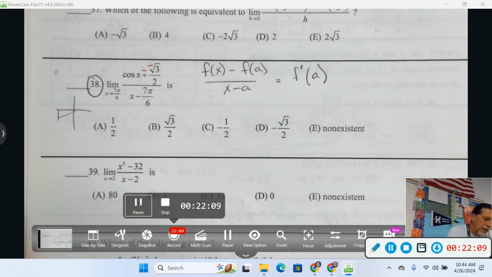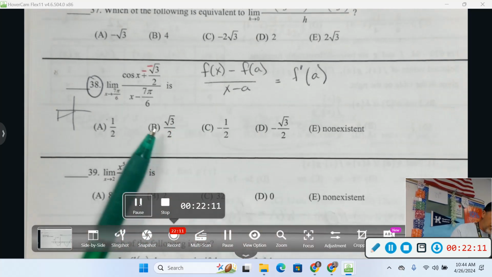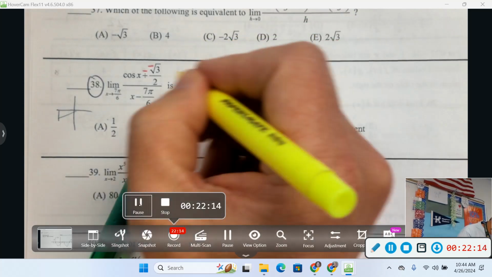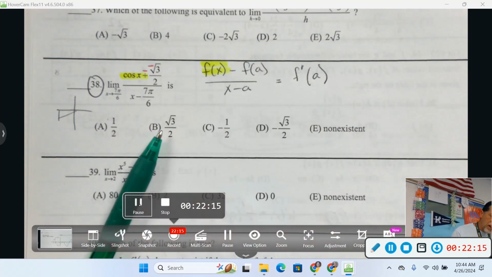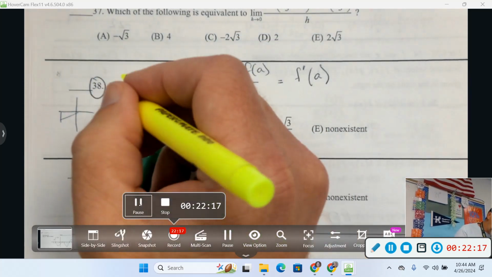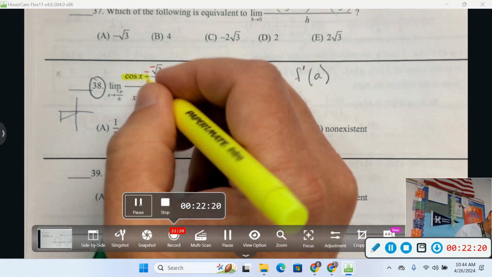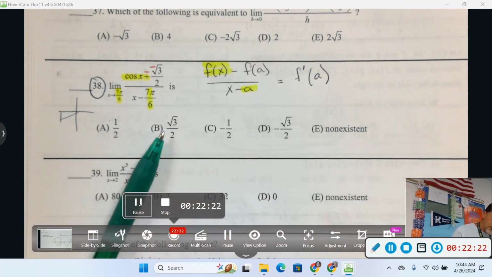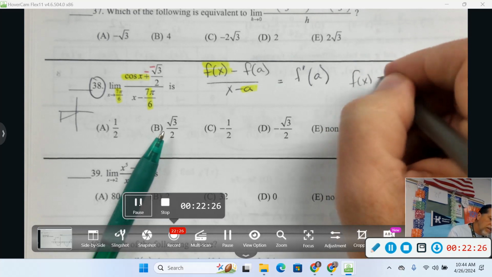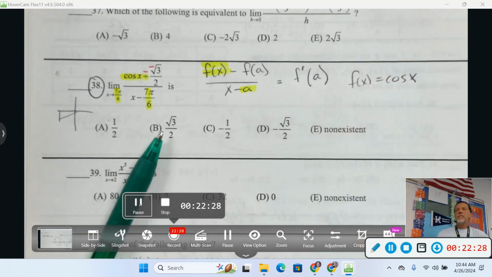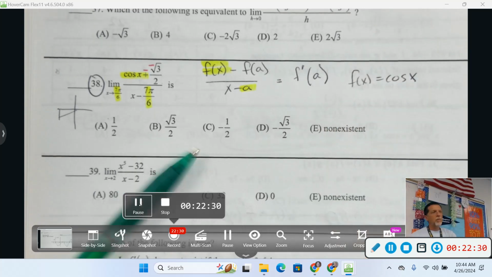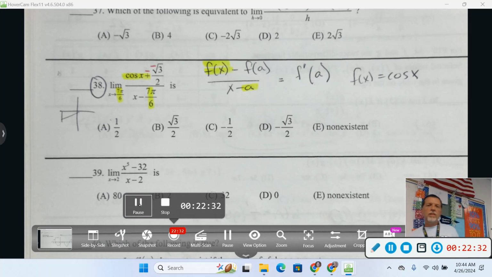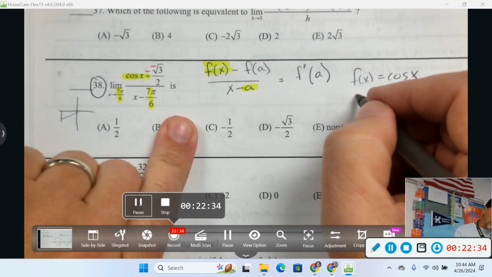Instead, I'm going to recognize that f of x is cosine, and a is 7 pi over 6. So f of x is cosine. Let's take a derivative and then plug in 7 pi over 6. So this is a tricky one, not because the derivative is really that bad.